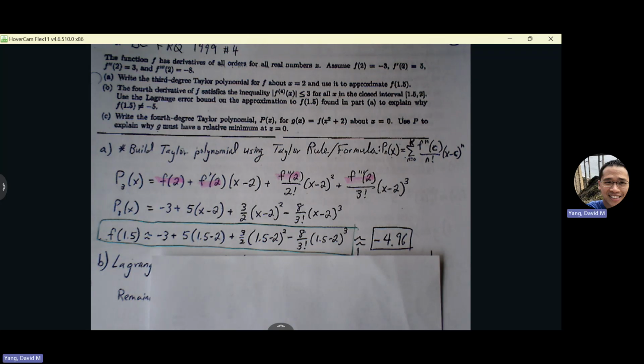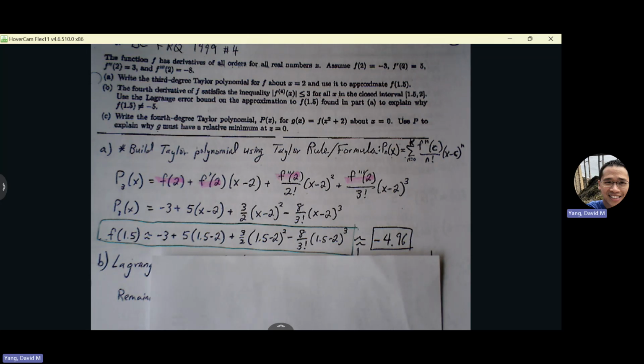Okay. Any questions on Part A? Part B: the fourth derivative of f satisfies the inequality that the fourth derivative is guaranteed to be less than or equal to 3 for all x in the closed interval from 1.5 to 2. Use the Lagrange error bound to show that f(1.5) cannot equal -5.